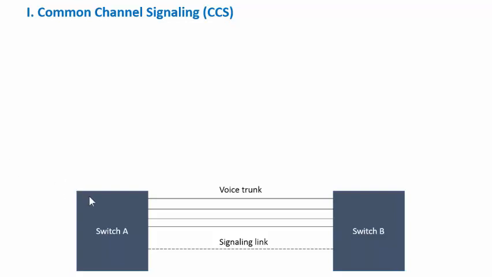So here the two switches are connected by using voice and data trunk, and one more line we can see here in dotted line. This is nothing but the signaling link. So in case of common channel signaling, there are dedicated lines for voice and data purpose and a separate line for signaling purpose in between the two nodes, which are switches.